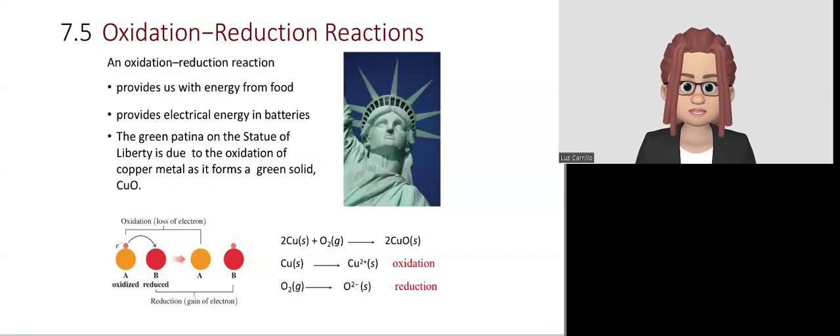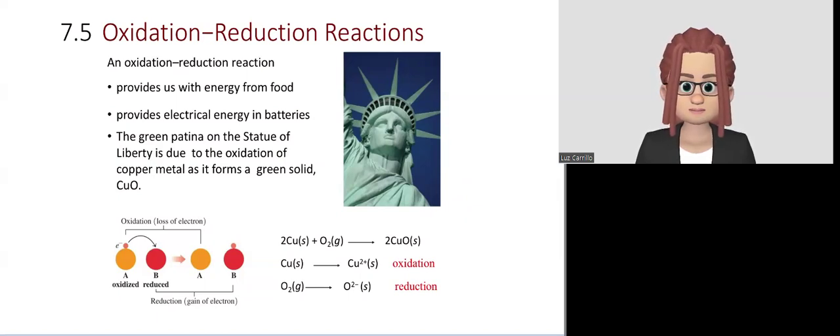In this video, we're going to continue talking about chemical reactions, and we're going to focus now on oxidation reduction reactions. Oxidation reduction reactions is not a new classification of reactions. Oxidation reduction reactions are going to describe some of the reactions that we learned in the previous videos. It's just that specifically, oxidation reduction reactions involve the exchange of electrons.